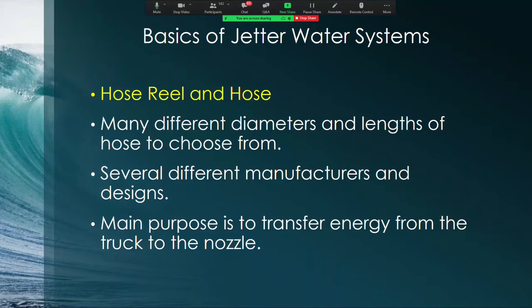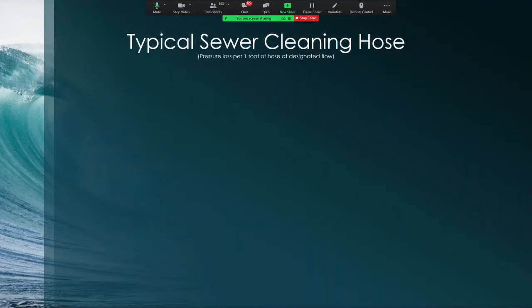The main purpose of that hose is to take the hydraulic energy that we developed at the truck and move it down the length of the hose to where the job site is, whether that's 500 feet away, 1,000 feet away, or whatever. We can go from there.